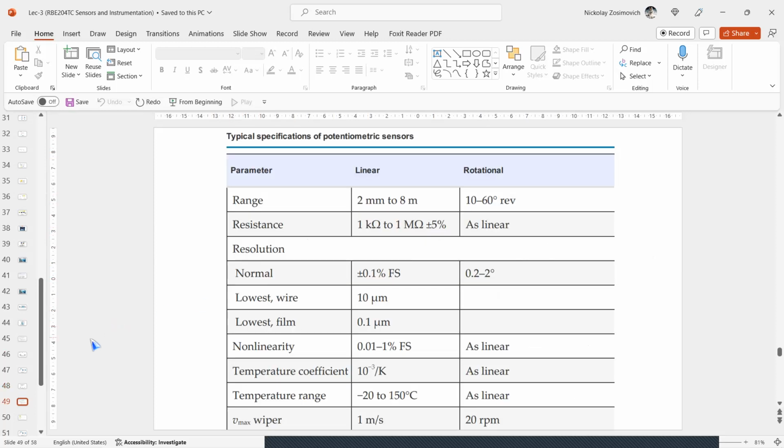Nonlinearity and resolution are the main causes of deviation from the ideal transfer. A linear relationship between position and wiper voltage requires a wire or film with homogeneous resistivity over the whole range. The intrinsic nonlinearity can be as good as 0.01%, 100 times less than 1%, as you can see from this table. Improved interfacing may introduce additional nonlinearity.